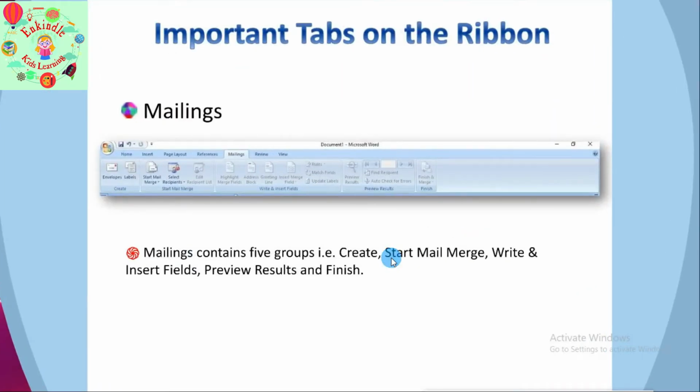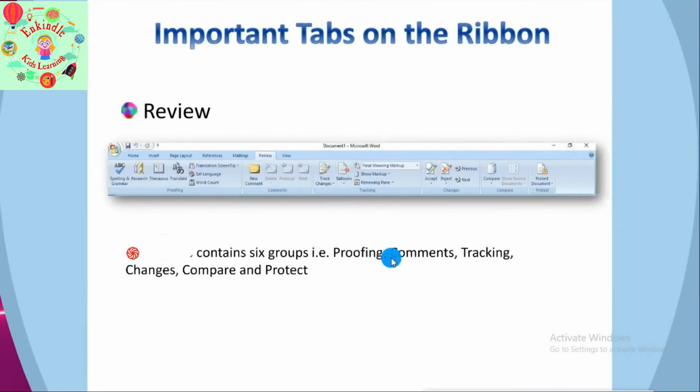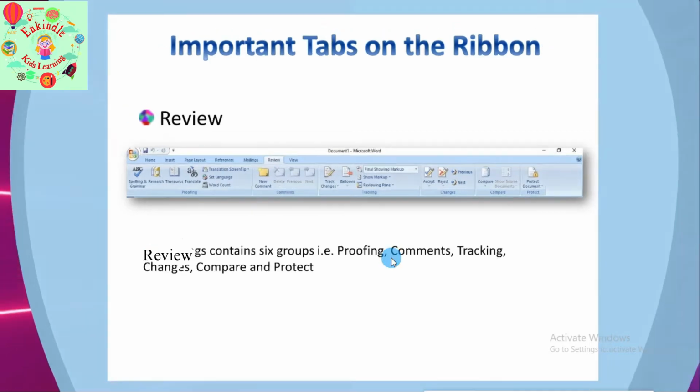The fifth tab is Mailings. Mailings contains 5 groups. The first one is Create, then comes Start Mail Merge, then Write and Insert Fields, followed by Preview Results and Finish. The sixth tab is Review. Review contains 6 groups: Proofing, Comments, Tracking, Changes, Compare and Protect.